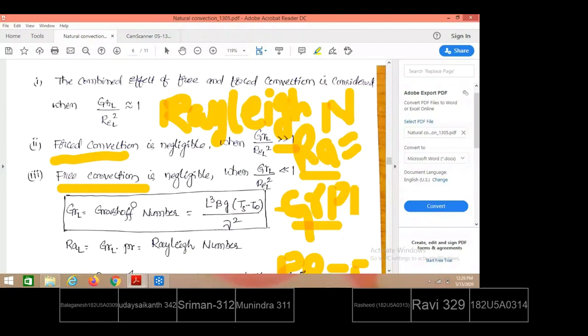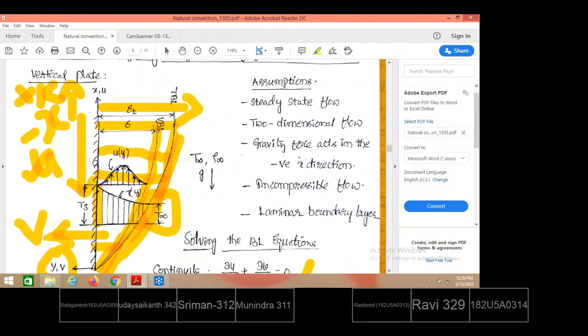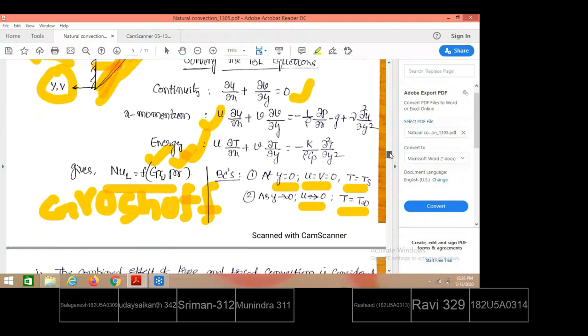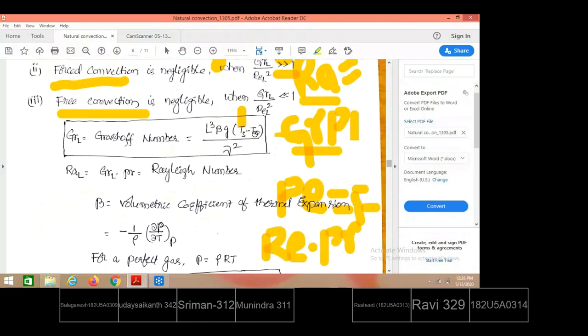Here the Grashof number is ultimately estimated as Gr = g beta (Ts minus T infinity) L cubed over nu squared. Ts here is the plate surface temperature, which we have seen just now. Assuming the plate has a uniform temperature, we have taken the plate surface temperature Ts. The surrounding fluid temperature is T infinity. L is the height of the plate. Beta is the volumetric coefficient of thermal expansion. g is the acceleration due to gravity, and nu is the kinematic viscosity of the given fluid.